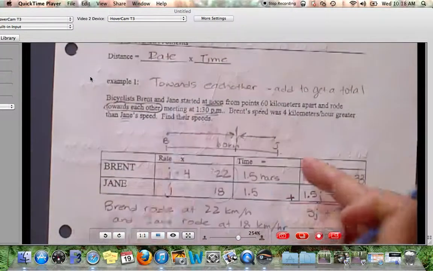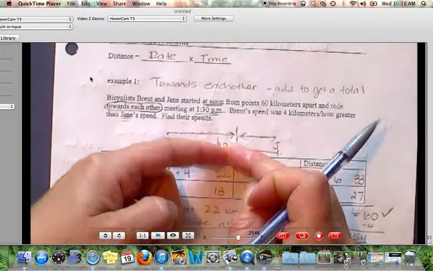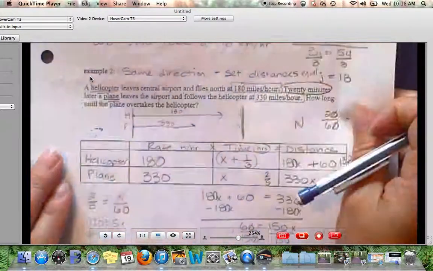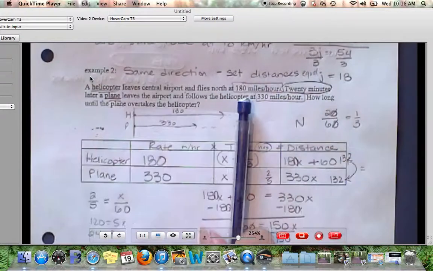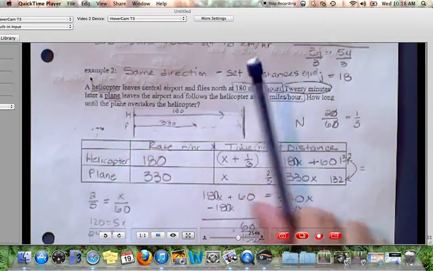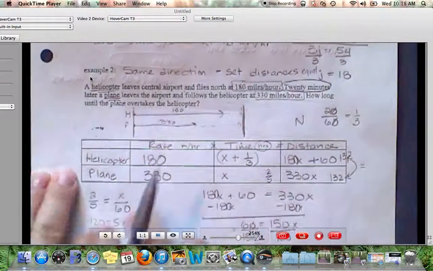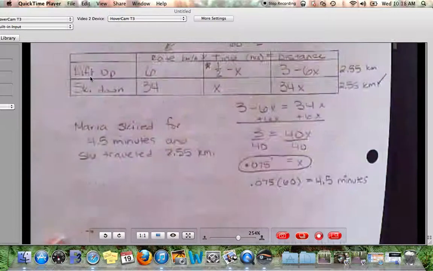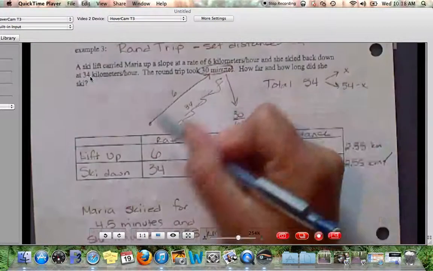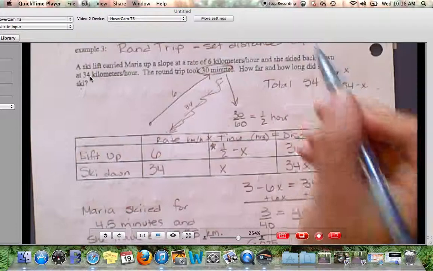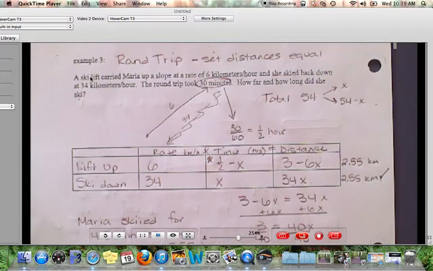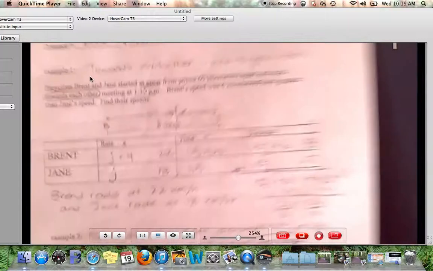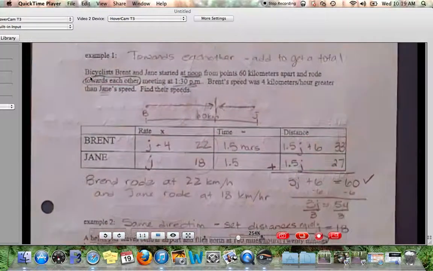Okay? So the 3 types of distance problems. If they're going towards each other, then you should add their 2 distances to get that total. If they're going the same direction, then they have to go the same distance also. So you know that you're going to set the distance equal to each other. And finally, if it's a round trip, then the distances should also be equal to each other, because you're going up and down, or even if you're going east and west, anytime it's a round trip, the distances should always be equal. So there's your distance, rate times time problems, word problems.